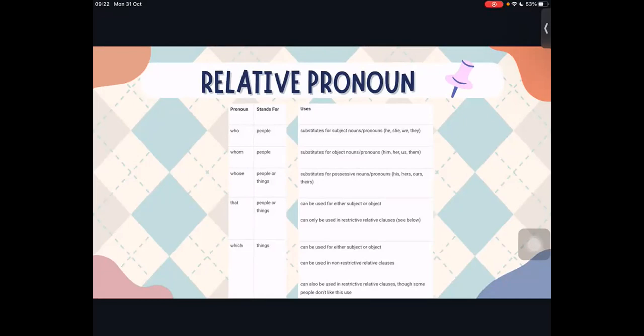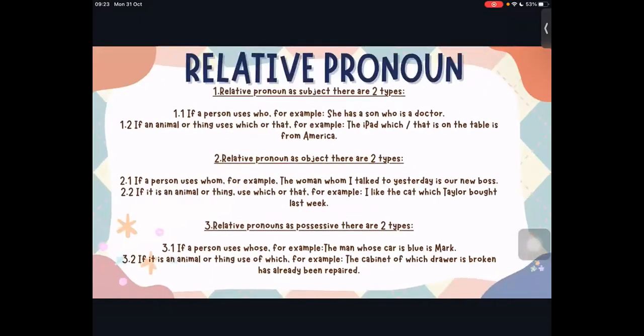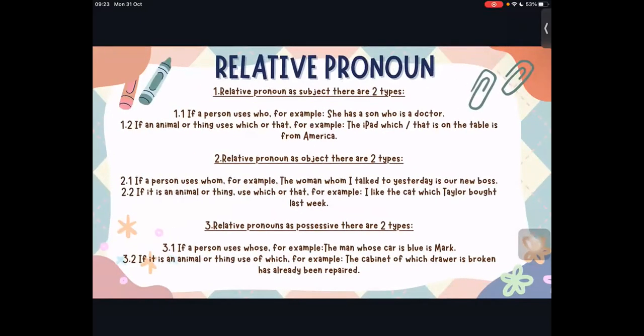Fourth, that stands for people or things, can be used for either subject or object, and can only be used in a restrictive relative clause. Fifth, which stands for things, can be used for either subject or object, can be used in a non-restrictive relative clause, and can also be used in a restrictive relative clause. Next, I will talk about relative pronouns.